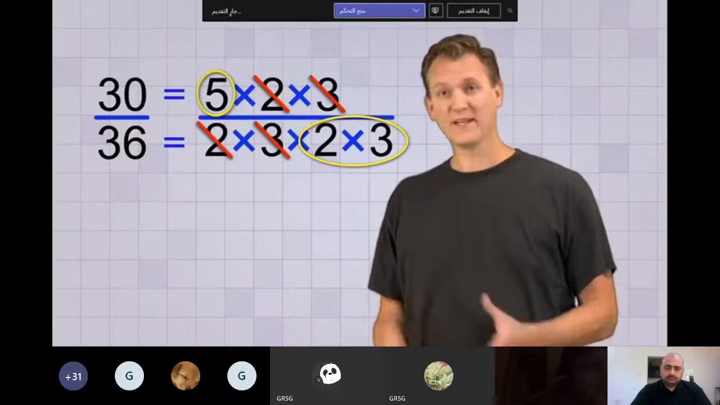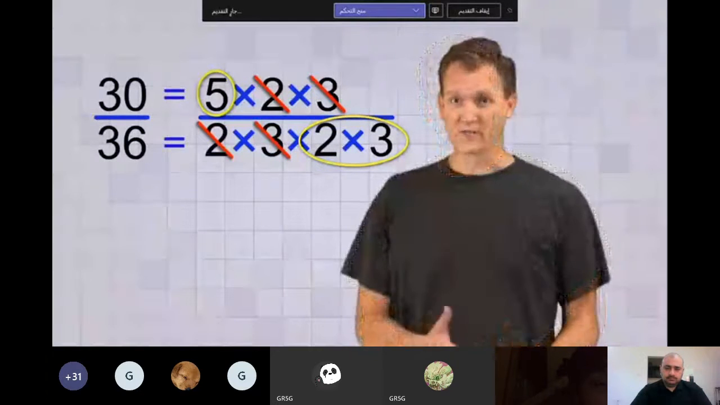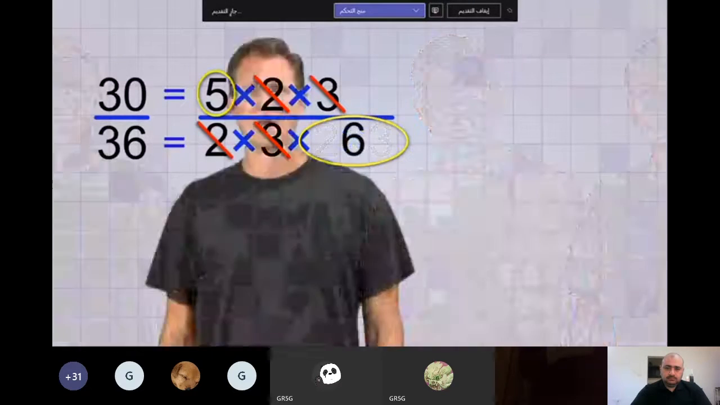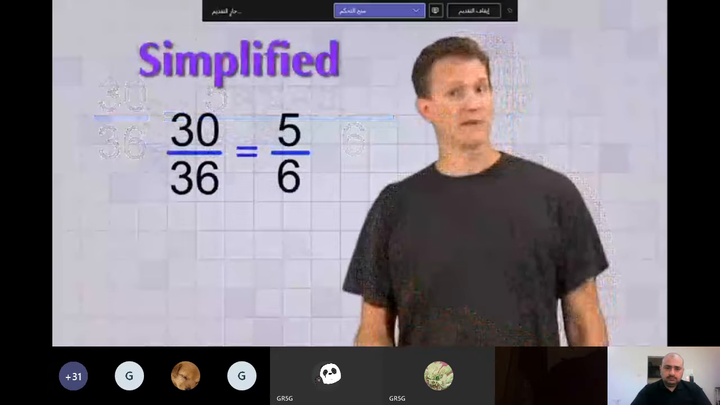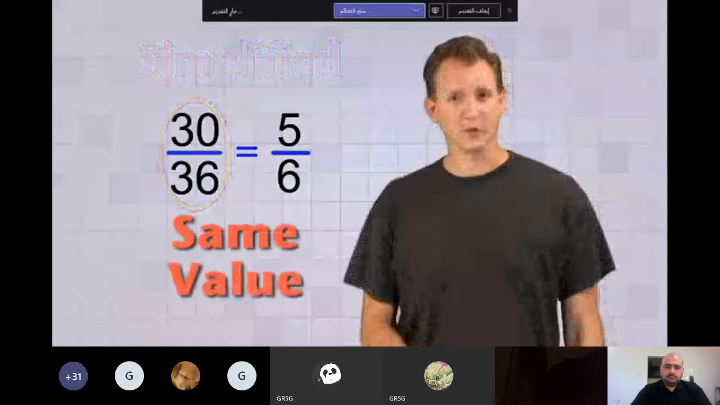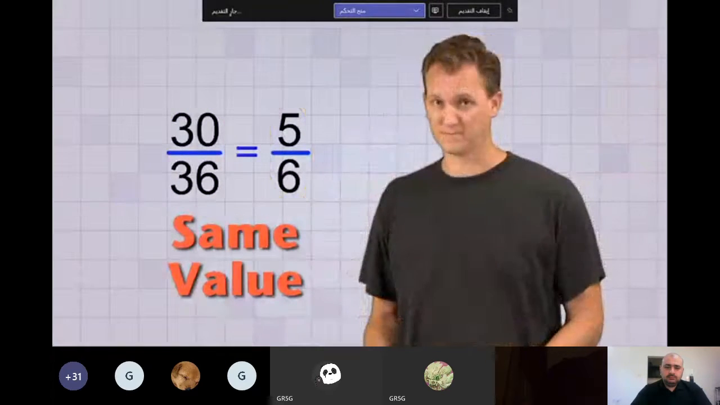We don't want to leave our problem looking like this, so we need to recombine any factors that didn't cancel. That means multiplying together our 2 and 3 on the bottom, which gives us 6. There, we're left with the fraction 5 over 6. That's the simplified form of the fraction 30 over 36. They both have the same value, but the simplified one is written using the smallest numbers possible.